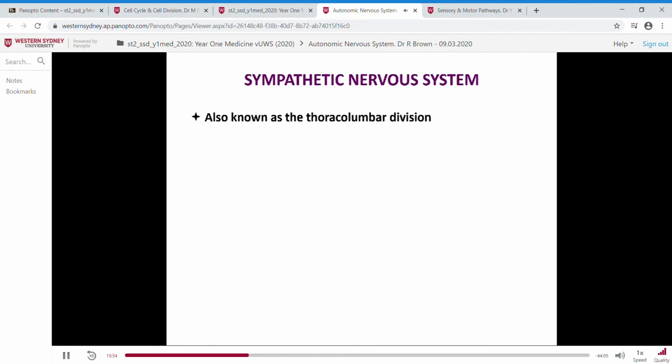So the system is also known as the thoracolumbar system. Does anyone know why that is? Yep. Is it because the region is within the thoracic region and the lumbar region? Correct.